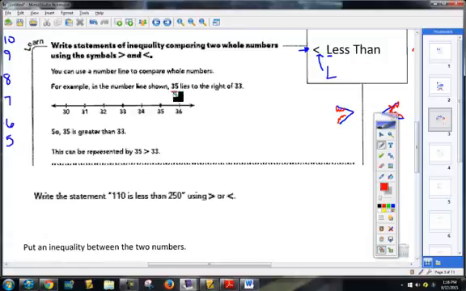Here, we're trying to see 35 and 33, which one's larger? Well, you can use a number line, obviously. If we put a dot on 33 and a dot on 35, the further to the right a number is, the larger it is, making 35 the larger of the two. So then we're going to use a greater than symbol, because, again, my monster wants to eat the larger number.